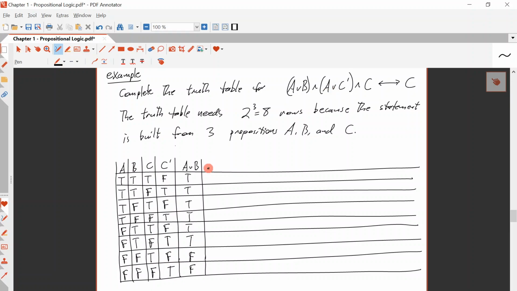And then the disjunction of A and C naught, or A and not C, right? The negation comes first, then the disjunction. Okay, that's false when A is false and C naught is false. So where's that happen? That happens here, and it happens here. Right? A is false, C naught is false, A is false, C naught is false, and then in every other row, either A is false or C naught is true.